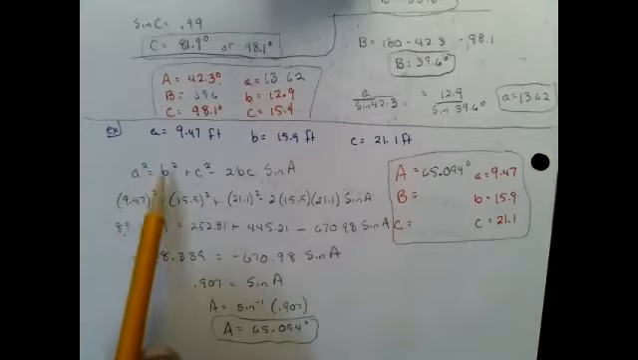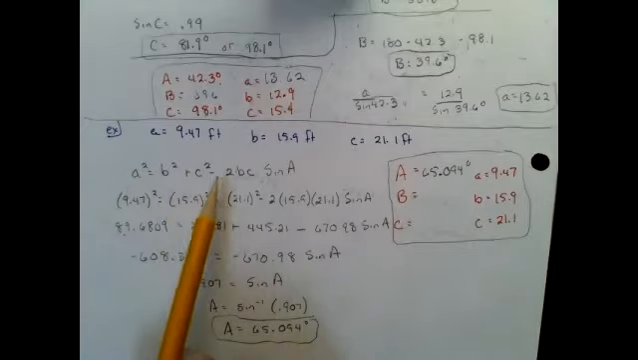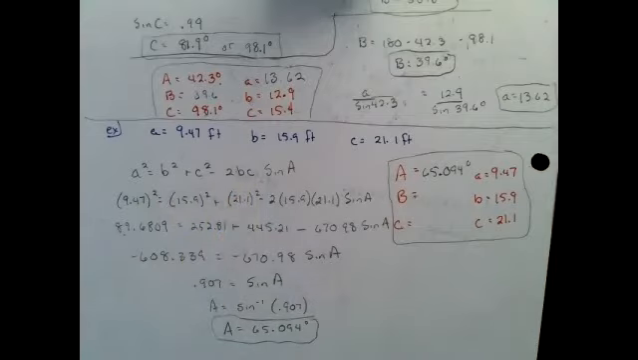A squared equals B squared plus C squared minus 2BC sine of A. 0.947 squared, 15.9 squared, 21.1 squared minus 2 times BC sine of A. I got a value. That looks right.